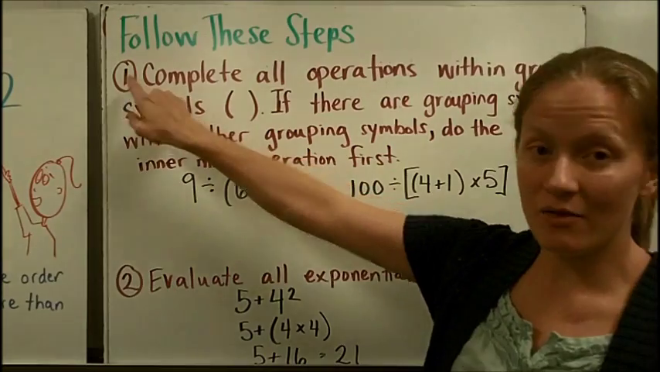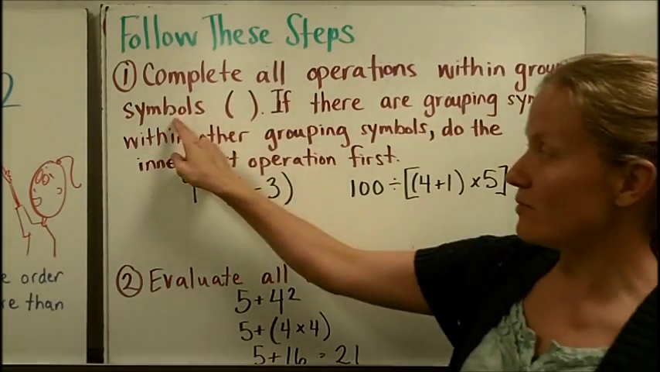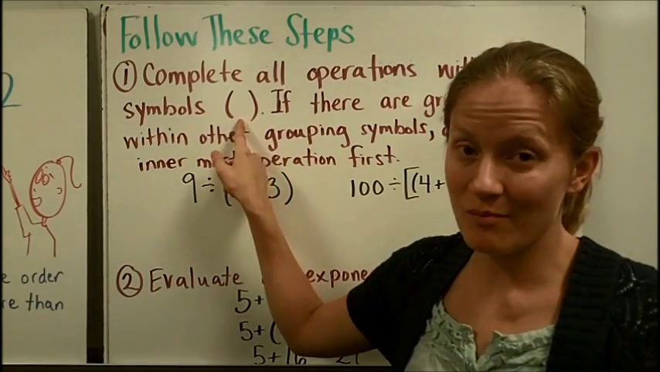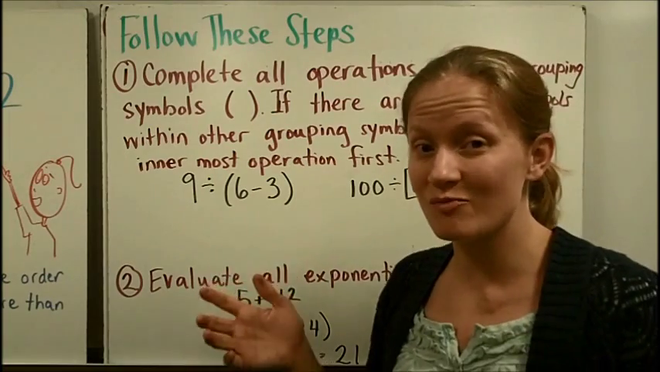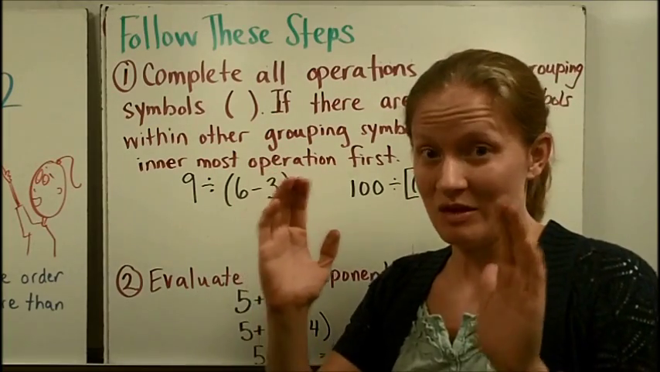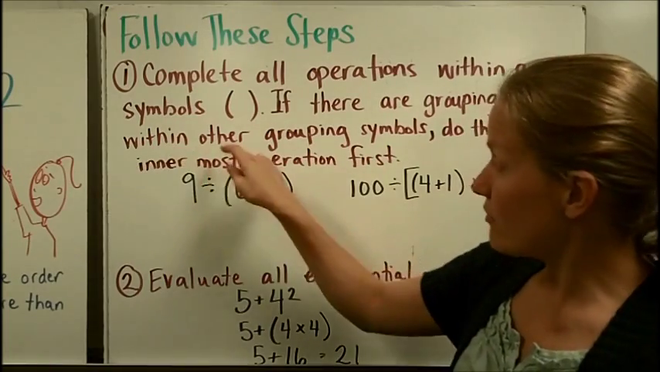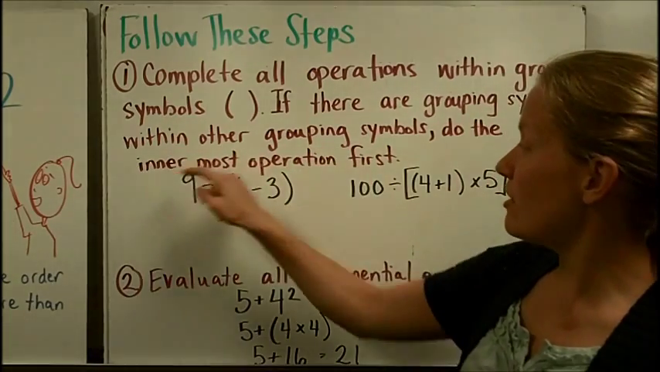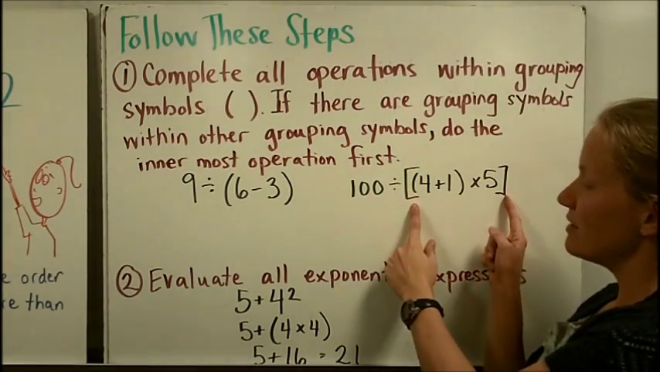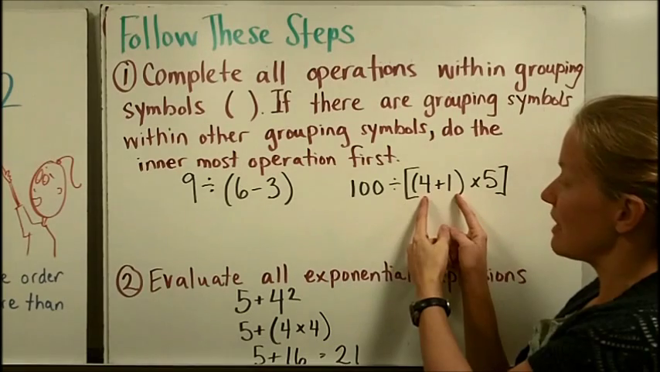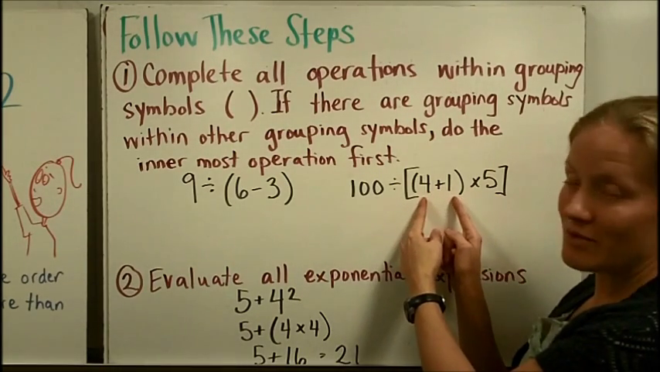Step number 1 in the order of operations is to complete all operations within grouping symbols. And by grouping symbols, I mean parentheses. And we learned when we studied the associative property that parentheses means do this first. If there are grouping symbols within other grouping symbols, do the innermost operation first. So you can see that here. These brackets will also work like parentheses, and I have parentheses inside the brackets. That's going to mean do this first.